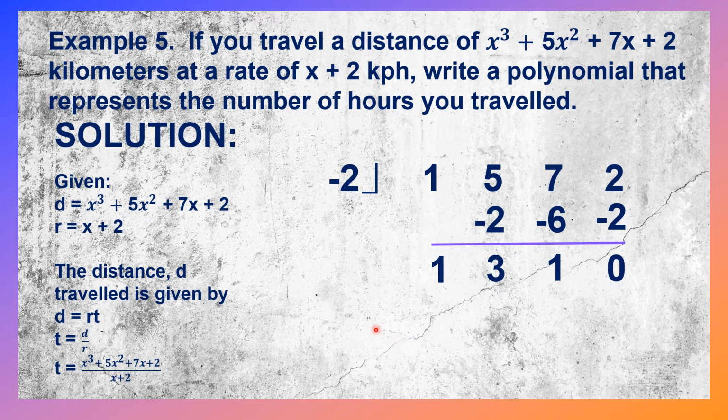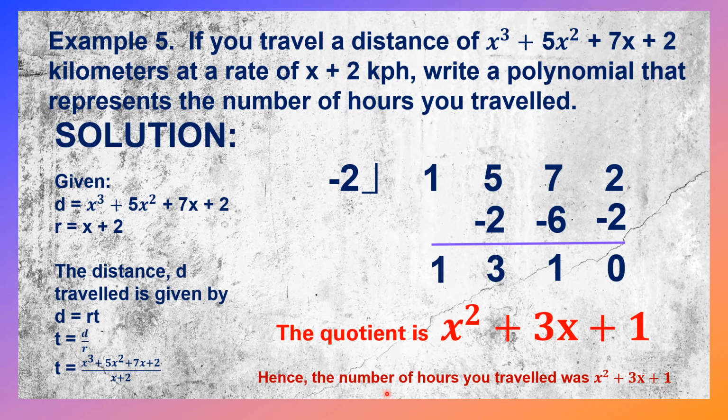Then writing now the quotient, we subtract 1 from the first power, which is 3. 3 minus 1 is 2. So our first exponent here is 2. So 1x squared plus 3x plus 1. And then we don't have a remainder. Hence, the number of hours you traveled was x squared plus 3x plus 1.